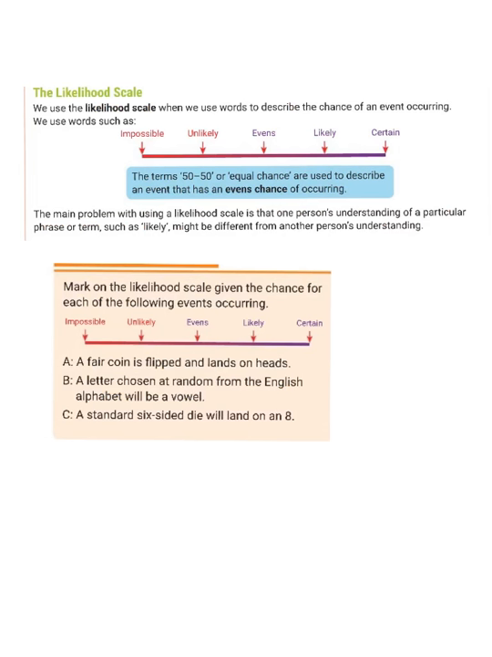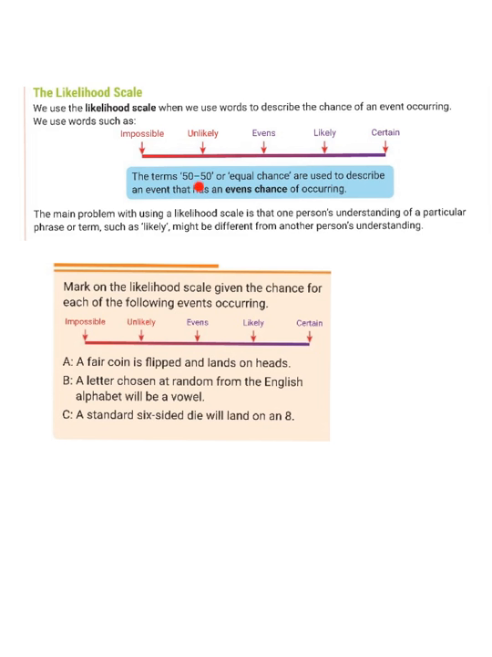Okay, so then we have to do the likelihood scale. This is another thing that I wanted you to put into your notes and learn off by heart. We use the likelihood scale when we use words to describe the chance of events happening. We use words such as impossible, then unlikely, then evens, okay? Just look at evens, it is halfway in the scale.